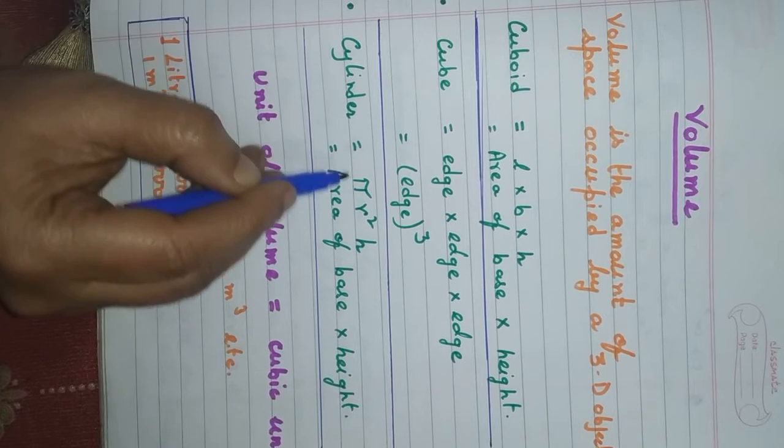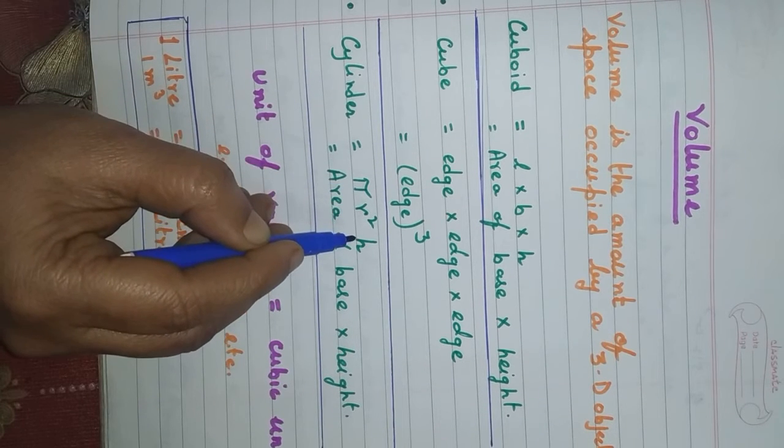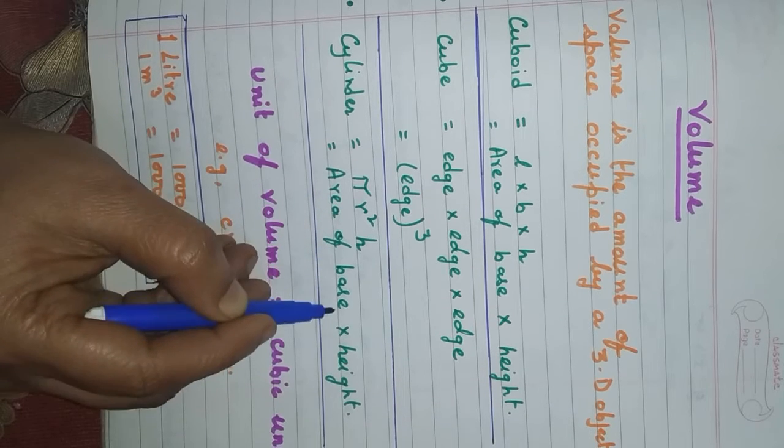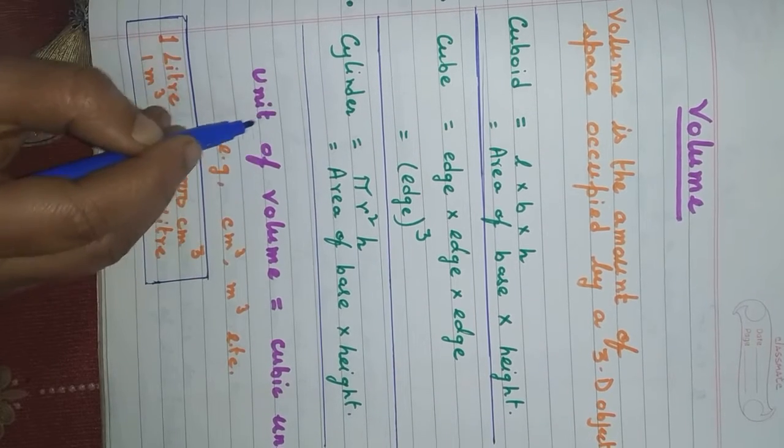And in cylinder, the volume is equal to pi r square h, where pi r square is the area of a circle, and in a cylinder, the base is a circle. So we can say that area of base into height is the volume of a cylinder.